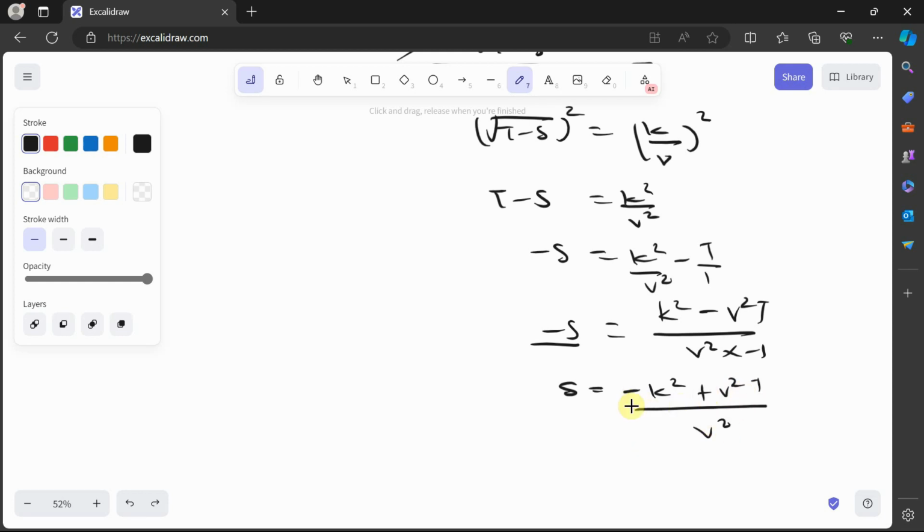And I can make the plus come first. That is s is equal to v squared t minus k squared all over v squared. So we have v squared t minus k squared all over v squared. This should be our answer. Let's see if we're correct.